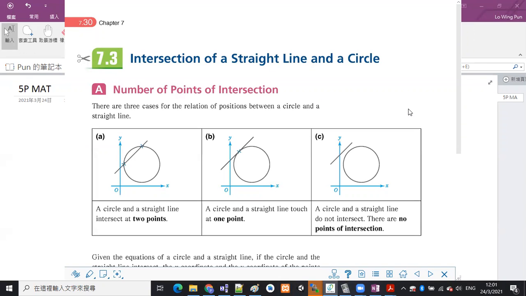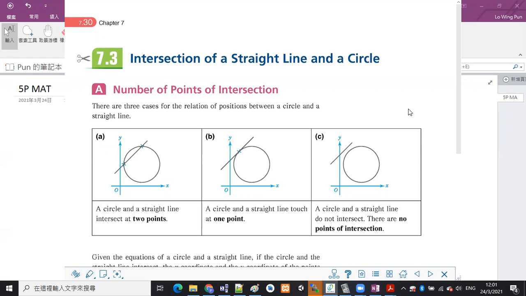Normally we will say that the straight line touches the circle at one point. And the third case is that the straight line does not have any intersection point with the circle. No intersection point. Actually, this case has nothing to do. We are not going to do any calculation on this case, but just remember that there is a third case.